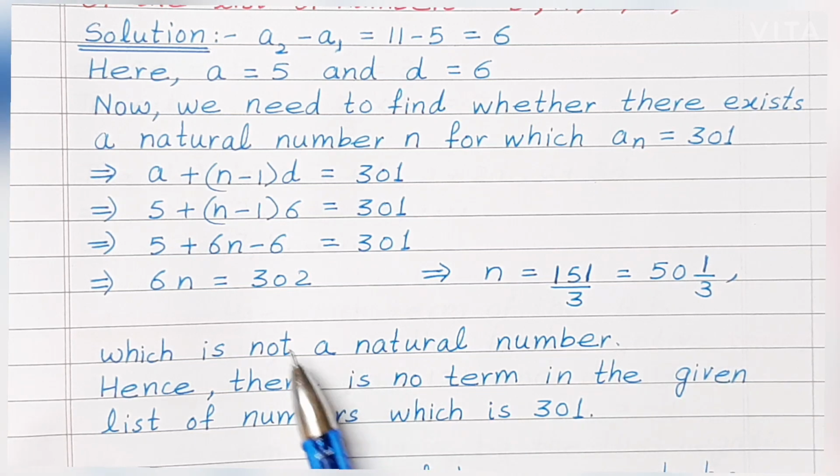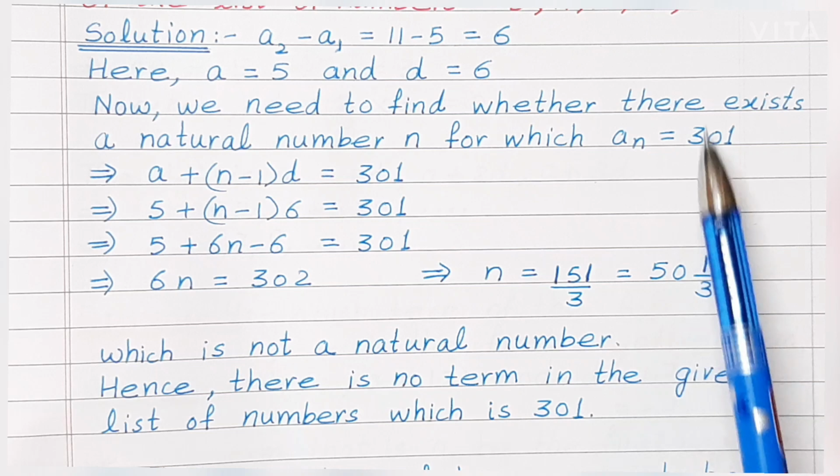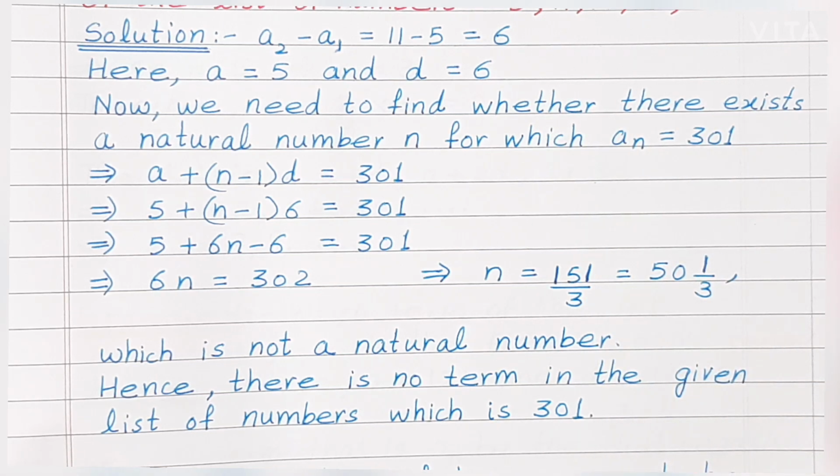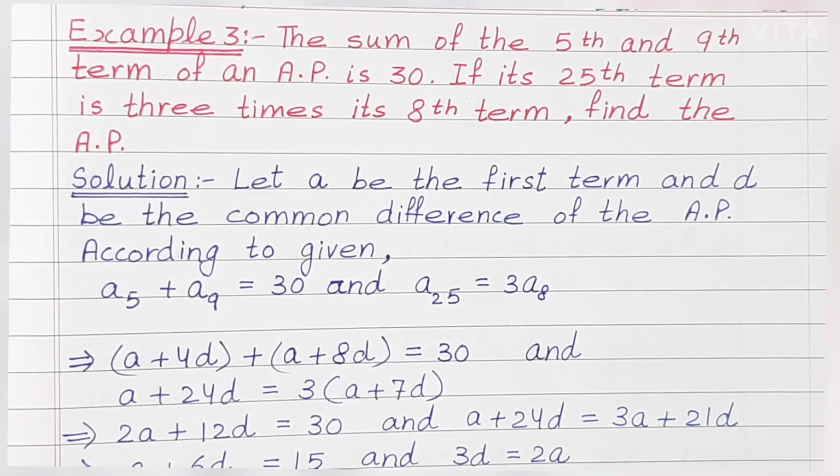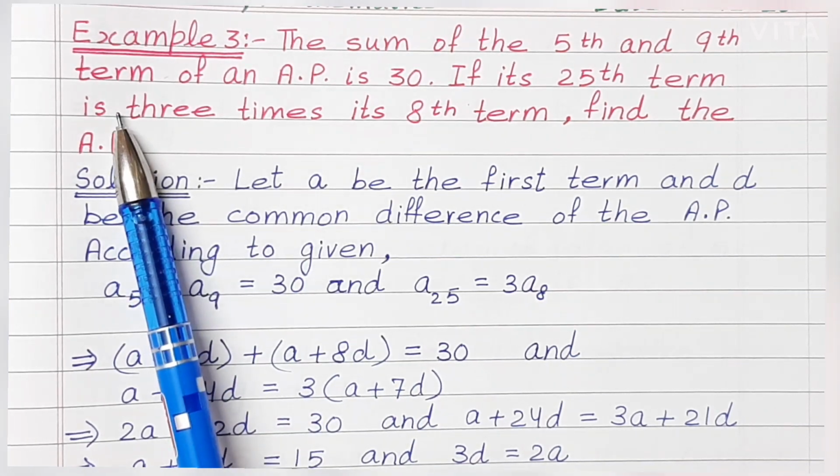So 301 is not a part of this given series. Clear? Now let us move to next example.